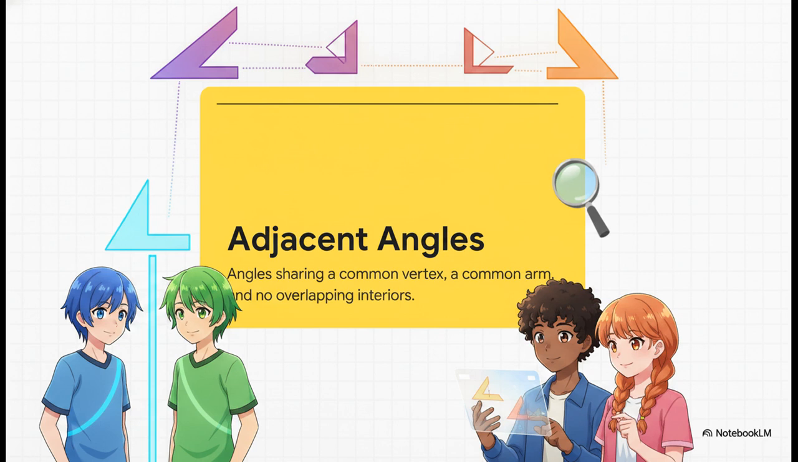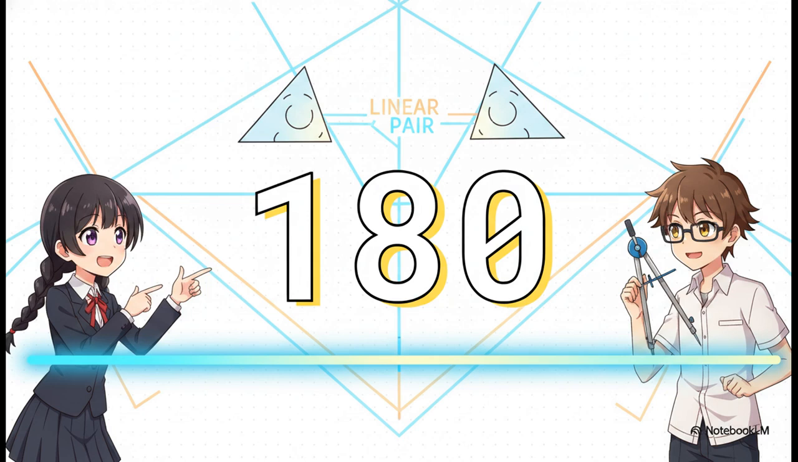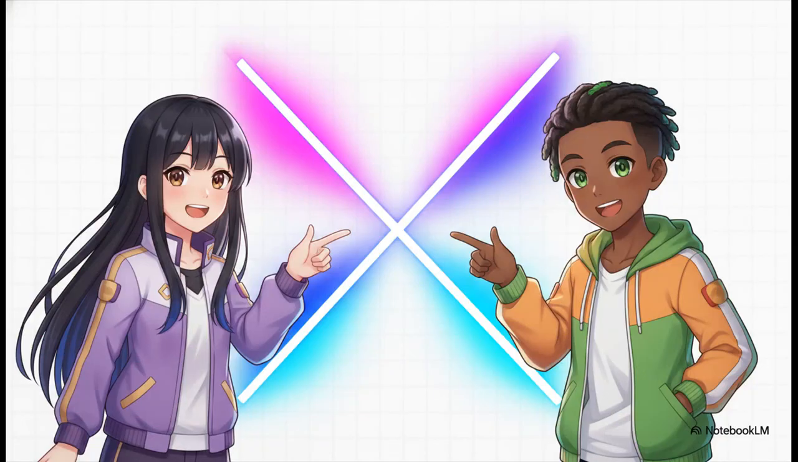For 2 angles to be adjacent, they must share 3 things: a common corner, the vertex, a common wall between them, which we call an arm, and they absolutely cannot overlap on the inside. So the crucial takeaway here is this magic number, 180 degrees. When you have two of those adjacent, neighborly angles, and you add their measurements together, and they equal exactly 180 degrees, meaning their outer arms form a perfectly straight line, they form a highly powerful mathematical bond known as a linear pair.